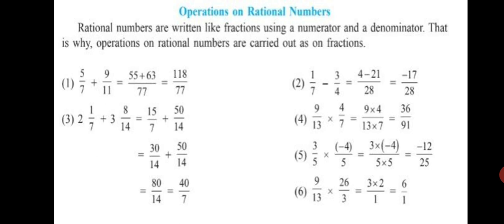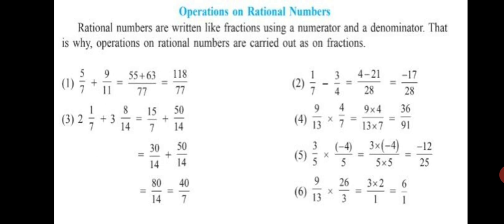Okay, sixth sum, 9 upon 13 into 26 upon 3. Again multiplication. Now before multiplying numerators and denominators, see if you can reduce. Yes, 13 ones are 13, 13 twos are 26, 3 ones are 3, 3 threes are 9. So wherever possible you reduce the fraction and then multiply numerator to numerator, denominator to denominator, and you get the answer 6 upon 1. So these steps are already known to you, we have just revised them so that you can solve your operations on rational numbers.